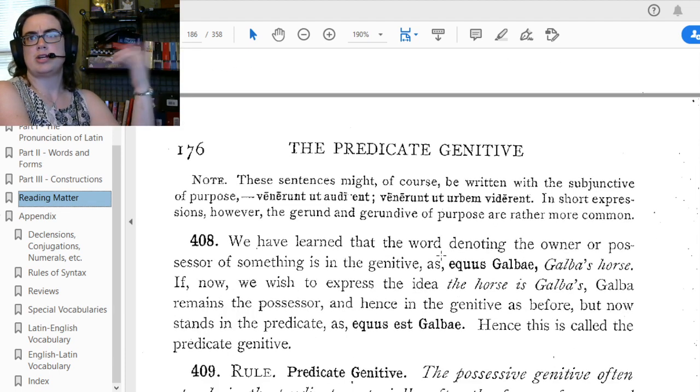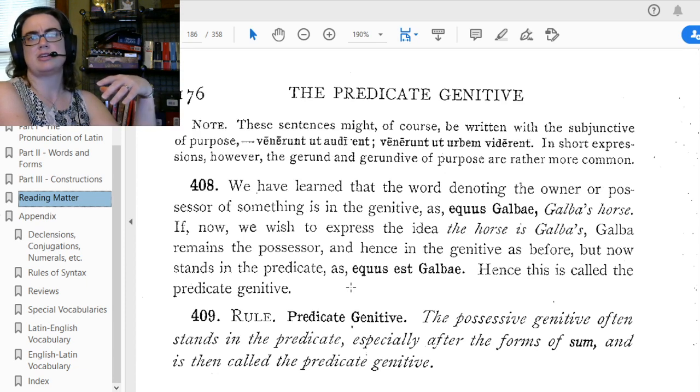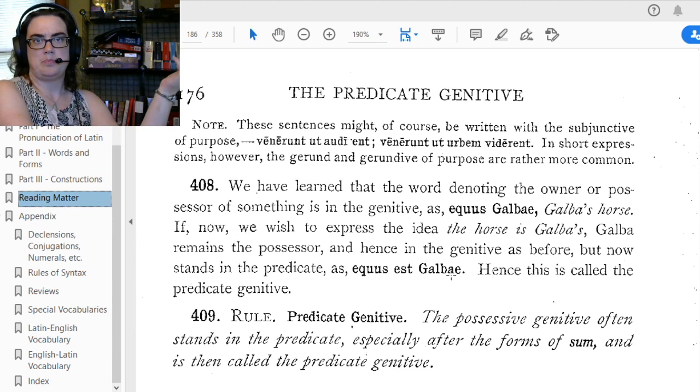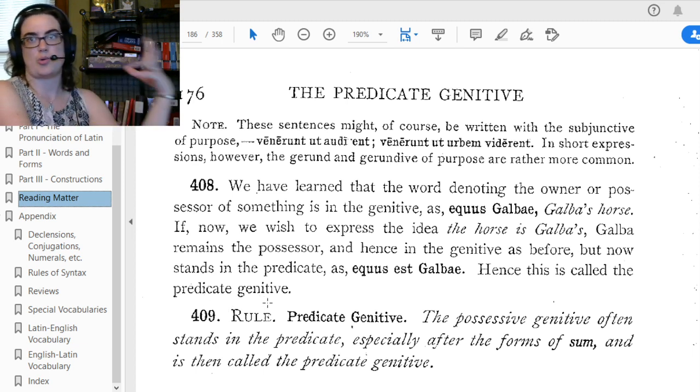All right, so genitive usually follows the noun that it's modifying. Oh, this is just predicate genitive. This is a weird throwaway thing to have here. If we wish to express the idea that the horse is Galba's, and not just Galba's horse, we would have equus est Galbae. The horse is of Galba. But since Galba's in the predicate and kind of completes the meaning of the sentence, it's called the predicate genitive. The horse is Galba's. Equus est Galbae. Predicate genitive.